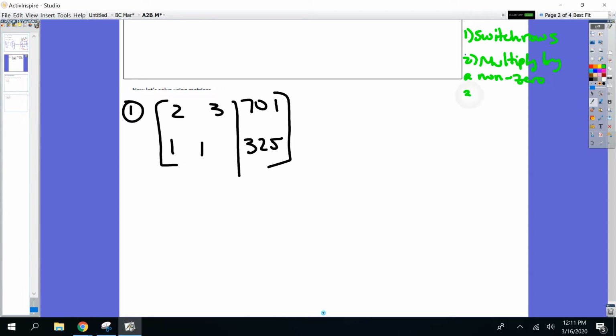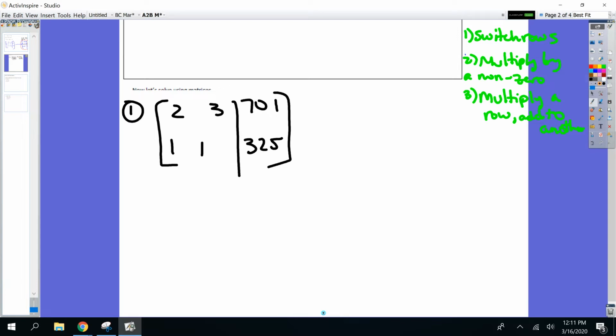And then finally, what we'll be doing a lot of is you are allowed to multiply a row and add it to another. Those are the only 3 things you are allowed to do with a matrix.